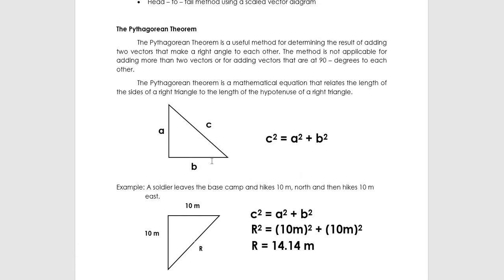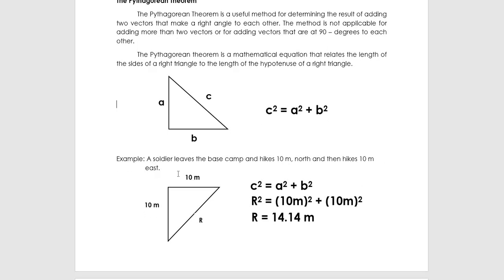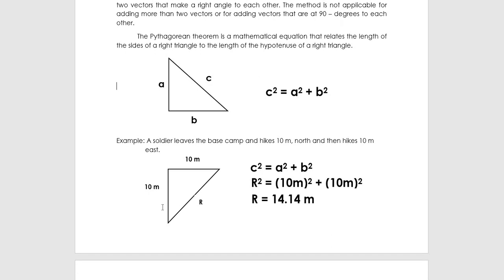Okay. So meron tayo ditong example. A soldier leaves the base camp and hikes 10 meters north and then hikes 10 meters east. Okay? So, ito yung halimbawa nung problem natin. Ito yung figure. So, we have 10 meters dito. 10 meters sa A and then 10 meters din sa B. So, ang hahanapin natin is the hypotenuse or the C.